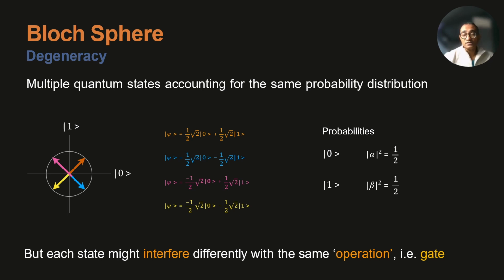However, it is also to be noted that each state might interfere differently with the same operation. For example, the gates, that is what we apply to achieve operations on a qubit, and that is where the amplitude and the core of quantum computing, to manipulate that amplitude, comes into the picture.